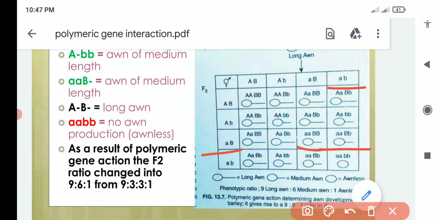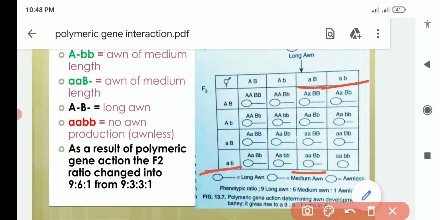Okay, when this fourth female gamete will cross with first male gamete, it will give us long awn length as both capital A and capital B are present here together. When this will cross with this, we will get the medium awn length, because capital A is present now with small b. When this will cross with this, we will get the medium awn length because small a and capital B is there. Only capital B is there, so it will produce medium awn length.